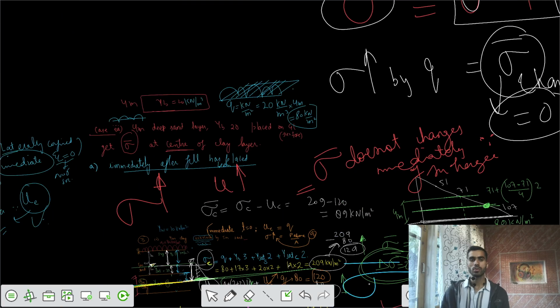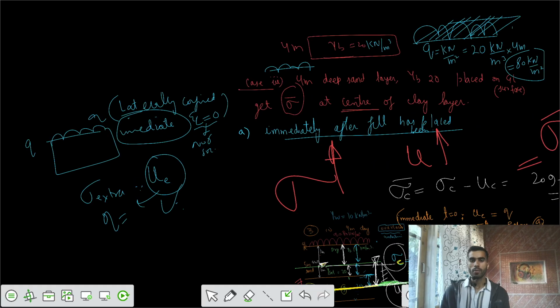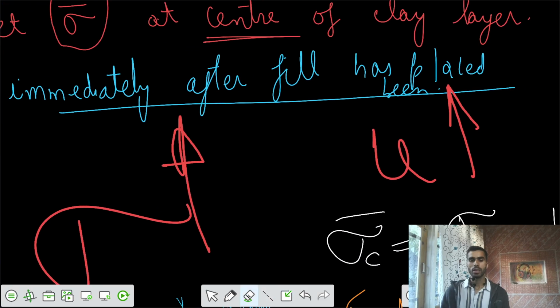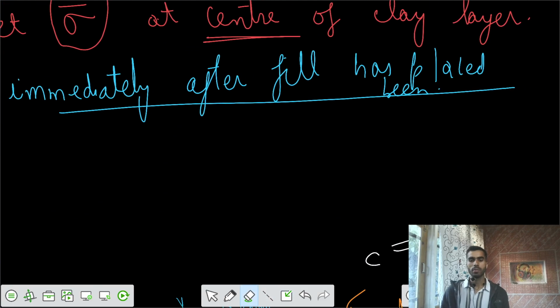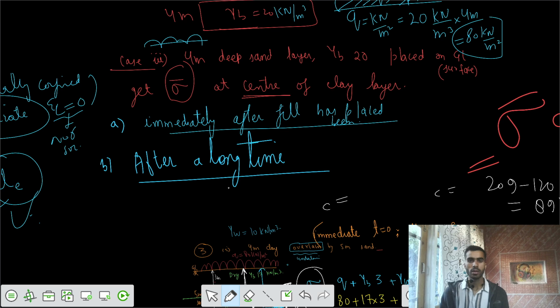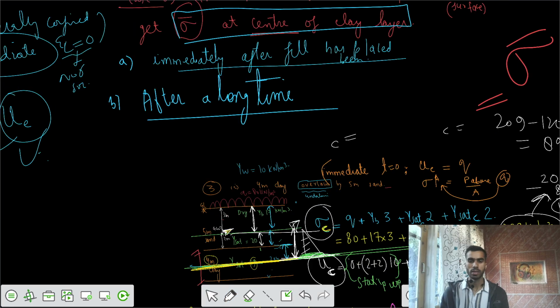So let's go for case 2 of the same problem. Case number 2, that means after a long time that the fill has been placed. Let's go for part 2. Case B, after a long time. We want to calculate the effective stress at the center of the clay layer, but after a long time, this surcharge has been placed. Surcharge of 80 kilonewton per meter square has been placed.